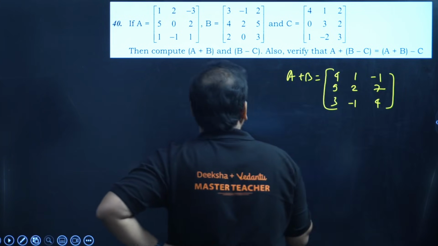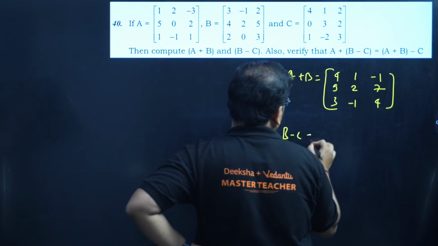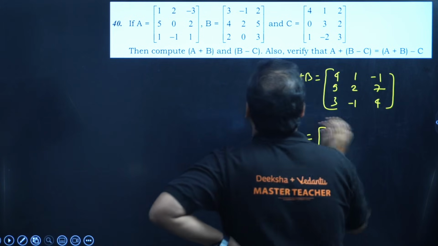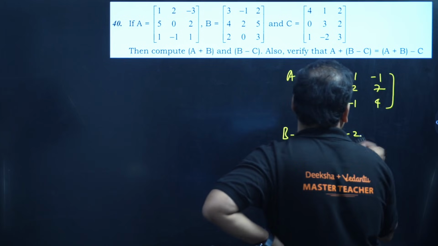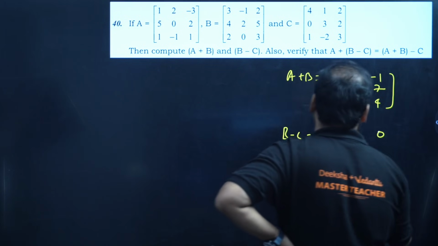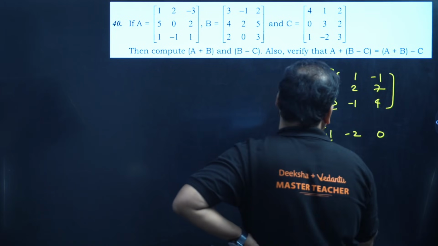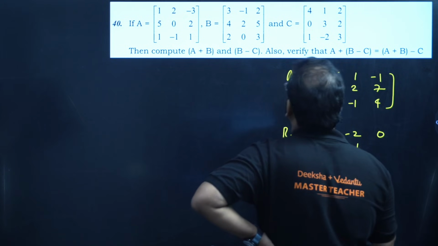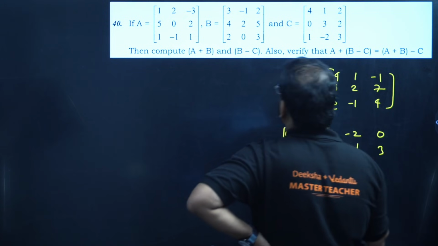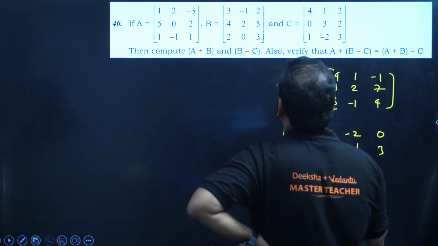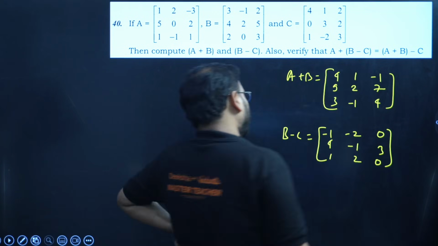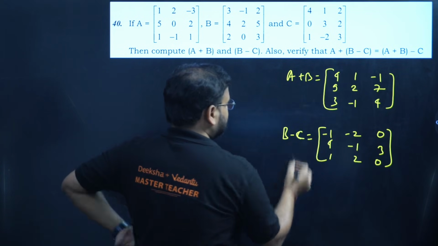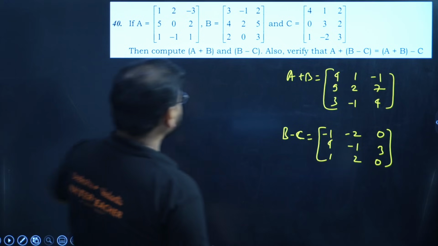Then find b minus c. So find b minus c. Okay, b minus c. 3 minus 4 is minus 1, minus 2, 0, 4, minus 1, 3, 2 minus 1 is 1, plus 2 and 0 and 0. This is b minus c. Alright, this is b minus c.